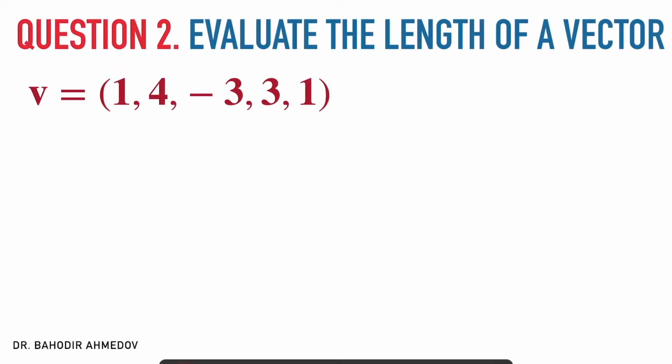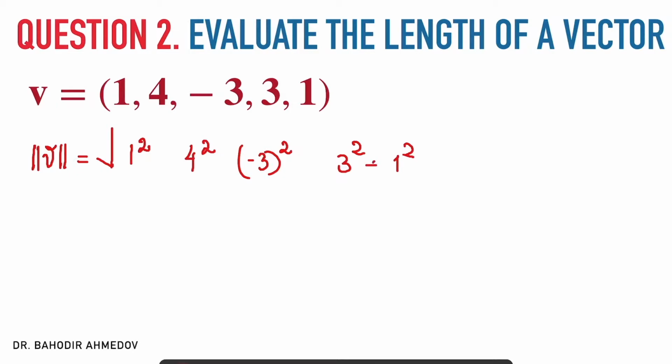Well, let's solve the second problem. In the second problem, we need to evaluate the length of this 5-dimensional vector. The length of any vector, denoted as the norm of the vector, is equal to the square root of the sum of the squares of the components of the vector. So essentially, I need to take each component of the vector, square it: 4 squared, minus 3 squared, 3 squared, 1 squared, then sum them, and then take the square root of the sum. Well, let's evaluate this.